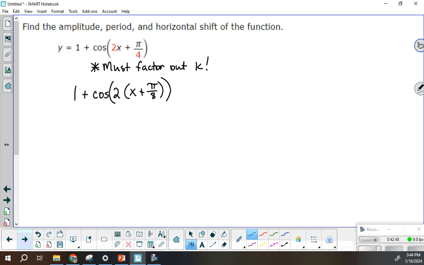So now let's look at all the pieces. First of all, this is simply a shift up 1. That's all that is. Okay, my amplitude is 1. We don't have a number in front of the cosine, so amplitude is 1.